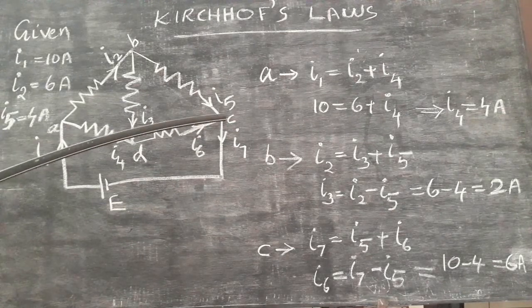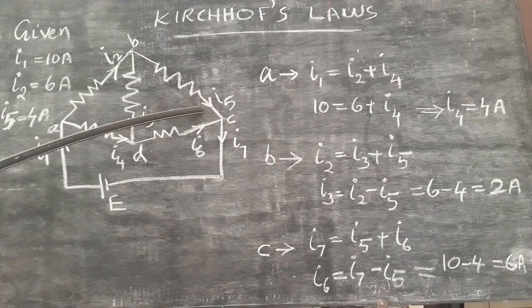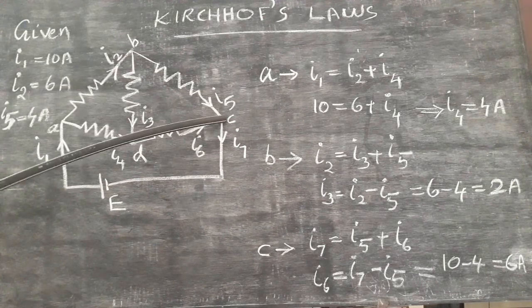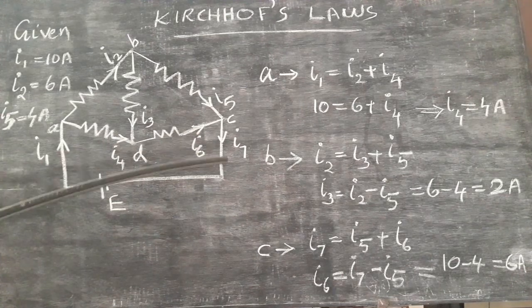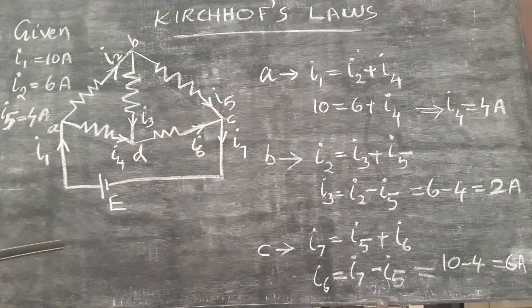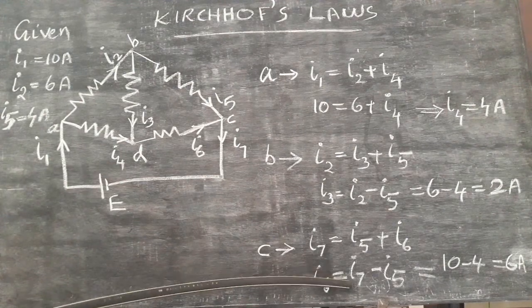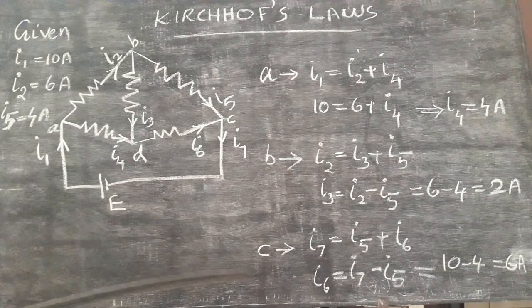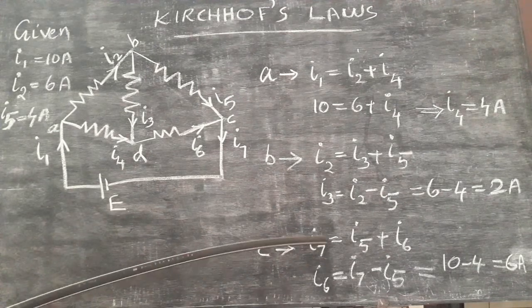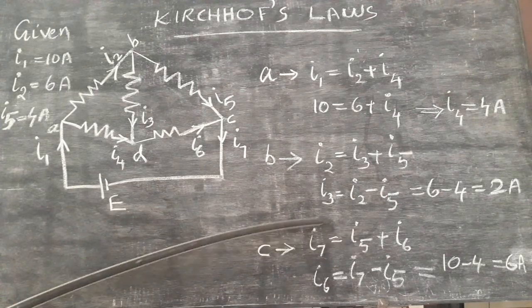Then see junction C. At junction C also there are 3 branches: I5 entering, I6 entering, but I7 is leaving. Therefore, I5 plus I6 equal to I7. So I6 is equal to I7 minus I5.